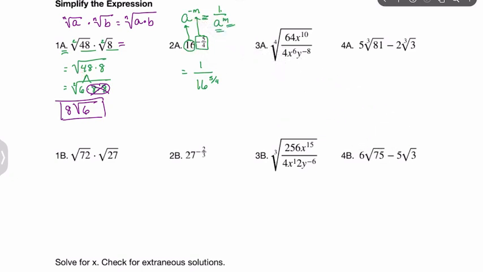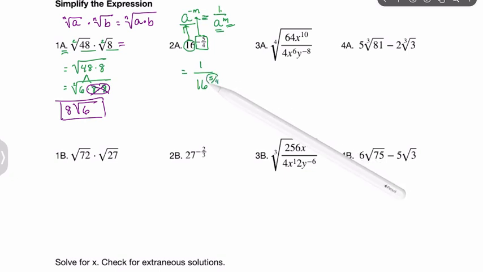So a to the negative m is like a over 1, and then you flip it over when you get rid of that negative. Negative exponent means give me the reciprocal, and now it's no longer negative. If you leave it negative, it means flip it back over, and we don't want that. Okay, so let's finish this up here, and I'll speed up a little bit.